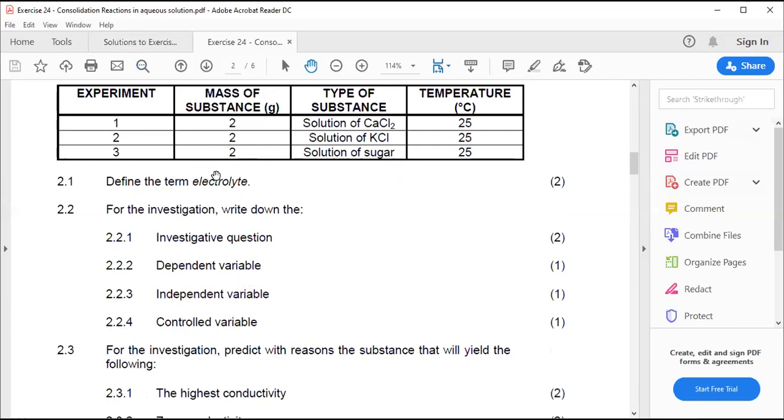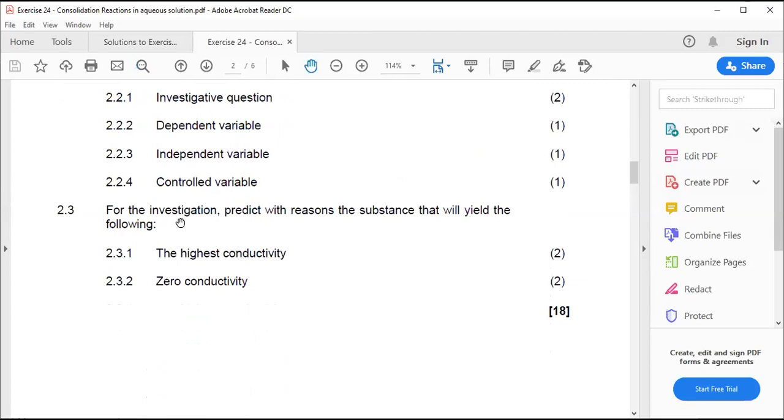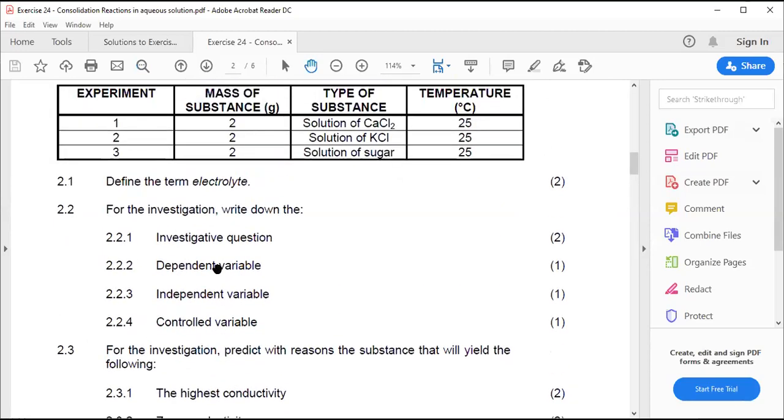We move on to the next one. It says for the investigation, predict with reasons the substance that will yield the following: the highest conductivity. Which one will yield the highest conductivity? From the ones that are given, which one will have the highest conductivity? What do you say here? What's your answer? Calcium chloride. Yes, Zinedine? I said calcium chloride, sir. Calcium chloride, why? Because out of the 3, it carries the most ions.